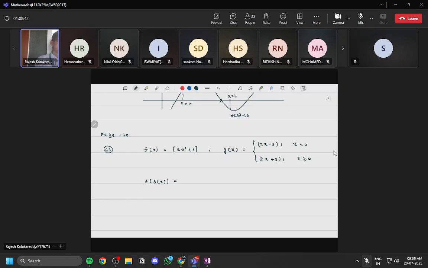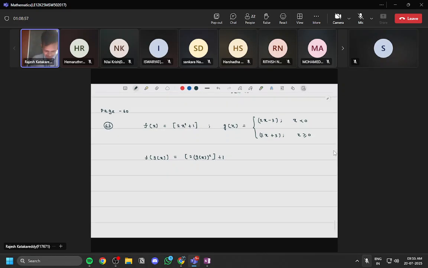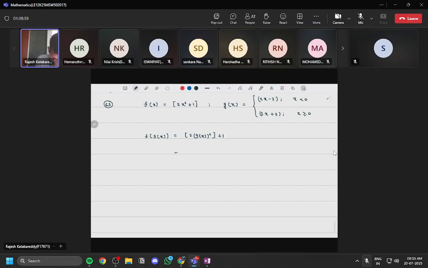1 is an integer that I can take out of the greatest integer or box. 2 times g of x whole square plus 1. The 1 won't do anything for continuity or discontinuity. You can neglect it as well if you want. Now this becomes box of 2 times (2x minus 3) whole square.